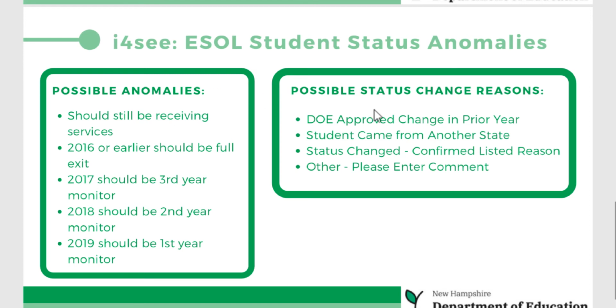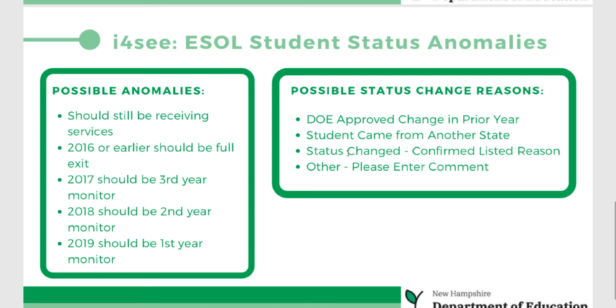And so again, you'll indicate through this status change reason either the fact that the DOE approved the change, and so maybe it was in a prior year, and the reason the student is currently receiving services, even though they have a proficiency score in a prior year, is because the DOE approved it. Or you might tell us that the student came from another state, so maybe the reason they are in a monitoring status, even though we don't have assessment results, is because they came from another state. And those assessment results came from the other state, and we just don't have them in our system. Again, that's fine. You'll just let us know that.